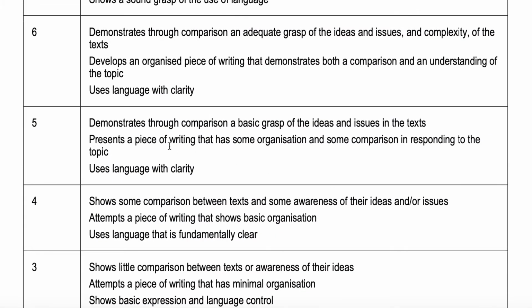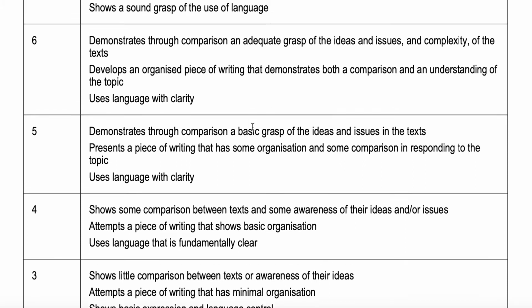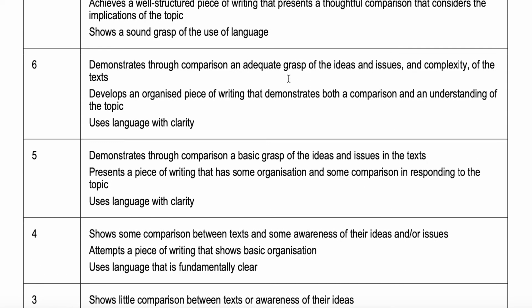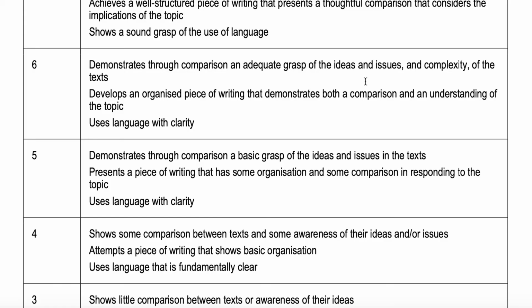But when we take a look at this, we start to see that as we get to the middle here, and we know that most students will receive a 5 or a 6 when it comes to this, we've got a comparison of a basic grasp of the ideas, an adequate grasp of the ideas, issues, and complexity of the texts. And so I want you to think about what the difference might be there between the 5 and the 6. And that can be a really good exercise for you to really focus yourself towards what is it that I'm really being assessed on here. What is the difference between a basic grasp of the ideas and issues in the text and an adequate grasp of the ideas, issue, and complexity of the texts?